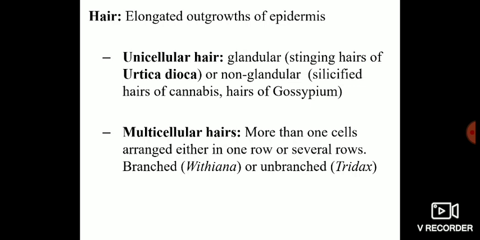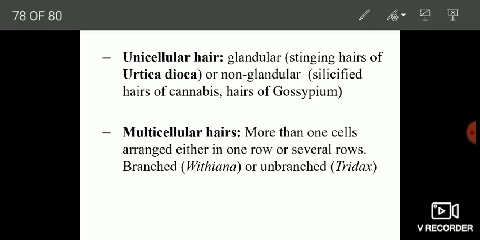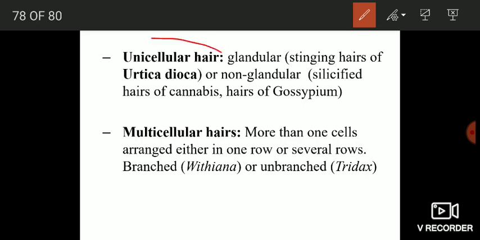Hairs, first one is hairs. These are the elongated outgrowths of epidermal cells, and depending upon whether these hairs are made up of single cells or many cells, there are two types of hairs. Unicellular hairs are further divided into glandular hairs and non-glandular hairs.